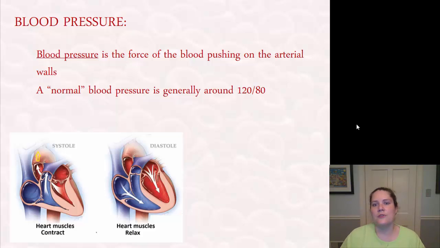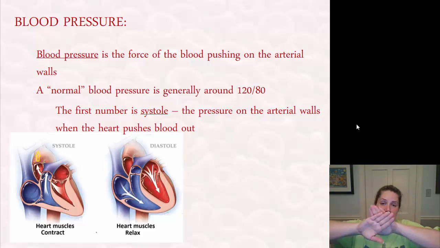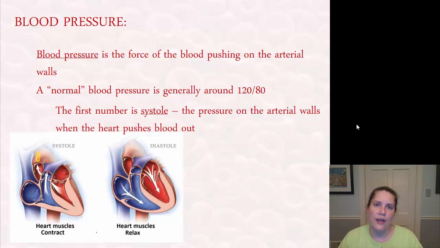So what do those two numbers mean? The 120 is systole, and systole is the pressure on arterial walls when the heart pushes blood out. So when the heart is contracting, and that blood gets pushed out and it gets pushed really hard to the arteries, it's pushing up against the arterial walls the strongest, that's a measurement of how strong that blood is pushing on the arterial walls. But of course, the next thing that happens is that your heart is going to relax. Your heart muscle relaxes.